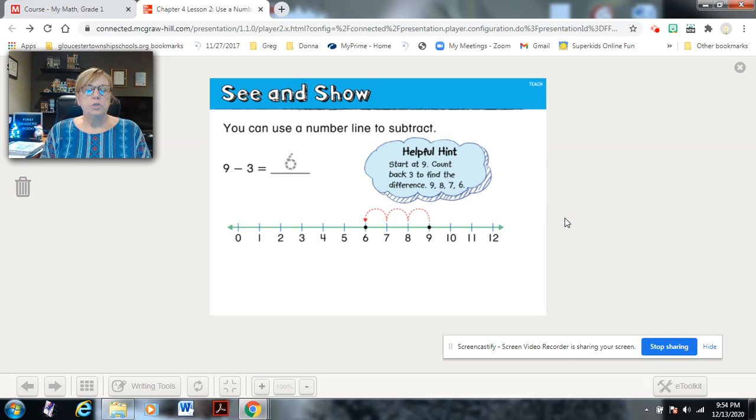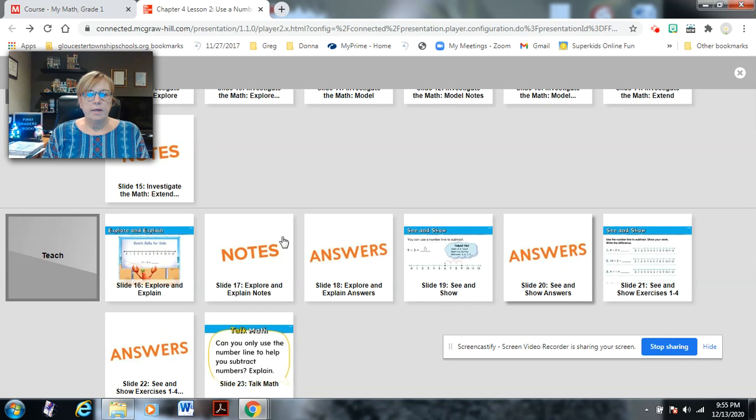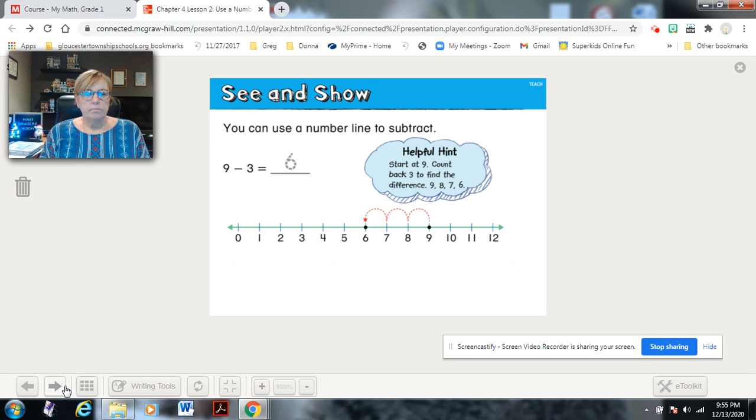All right. You can use a number line to subtract. The helpful hint is start at the 9 and count back 3. Now remember, again, it's important to know and remember that you don't count until you actually are moving off of the number there that you begin at, okay? So they say count back 3 to find the difference. 1, 2, 3, and the difference is 6. Okay? All right. So that's right where we were.